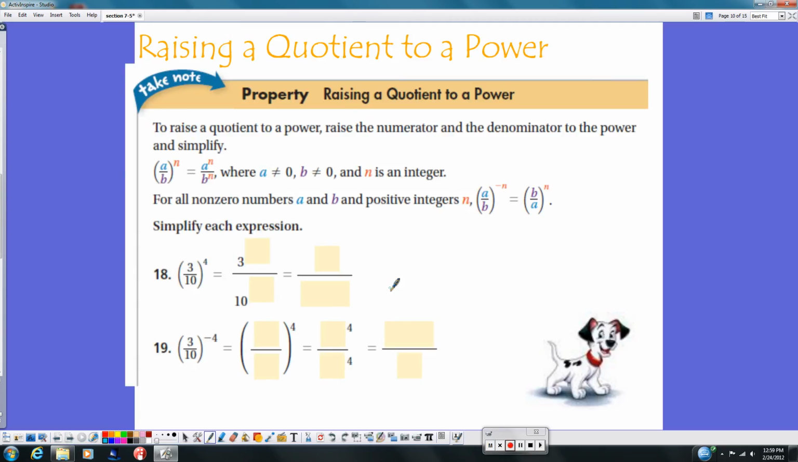Today we're going to look at raising a quotient to a power. So when I have a fraction and it's raised to a power, the numerator gets raised to that power and the denominator gets raised to that power. If you happen to have a negative exponent, you flip what's inside here first and then apply this rule. So for example, we have 3 to the 4th over 10 to the 4th, so you're going to give each of these an exponent of 4. 3 to the 4th is 81, 10 to the 4th is a 1 with 4 zeros. In this one, since it's negative, we're first going to flip, then apply the exponent.